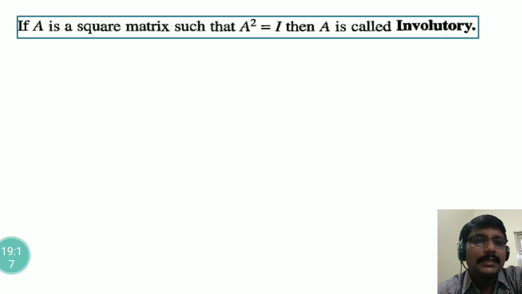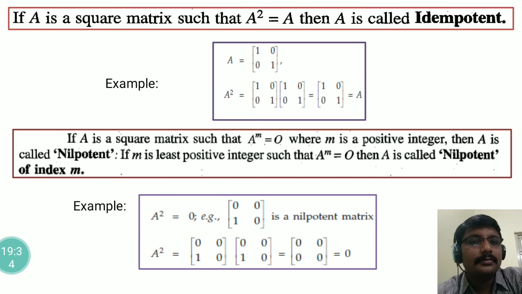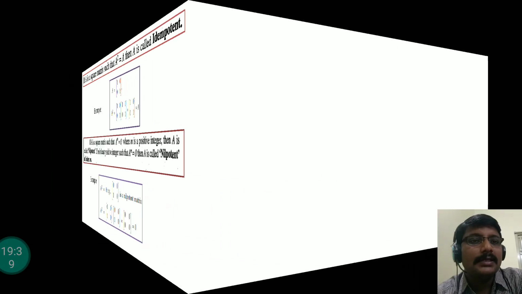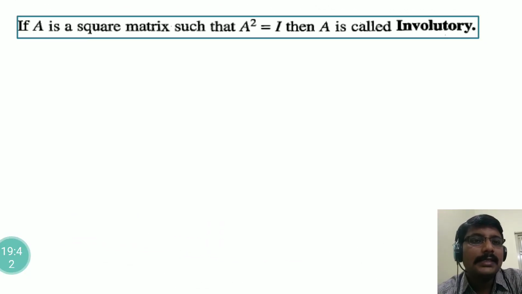A square matrix A such that A square equal to I, then A is called an involutory matrix. If A square equal to O, as in the previous slide, A is called nilpotent, where 2 is the least positive integer. So here A square equal to I, then A is called involutory matrix. Don't confuse it. A is a square matrix, A square equal to I, then A is called involutory matrix.